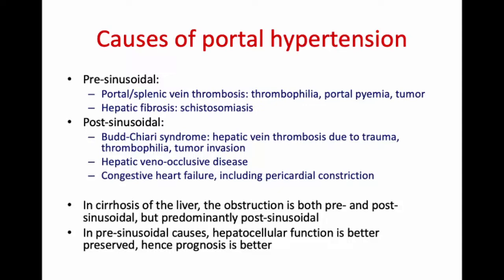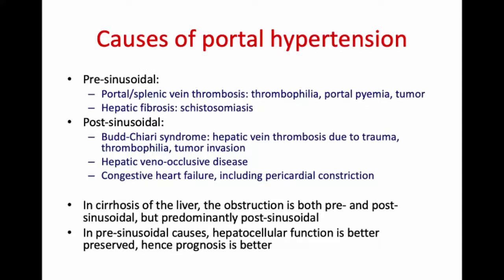So, for example, causes of pre-sinusoidal include portal or splenic vein thrombosis due to various thrombophilias or infections causing what's called portal pyemia. It's the same thing that you call thrombophlebitis in other parts of the body. And also tumors in that region can cause thrombosis in those veins. And another important cause, which is fortunately not present in Sri Lanka, is schistosomiasis, which is a parasitic disease where it produces fibrosis of the portal veins and inside the liver, but before the sinusoid. It's found in some countries like the Middle East and Japan and so on.